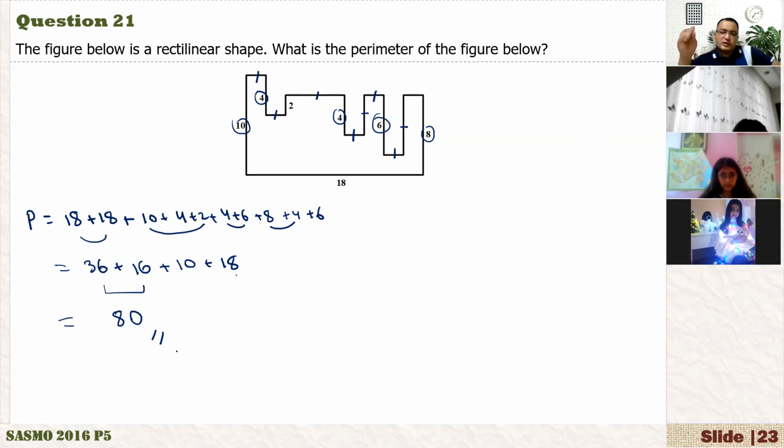In this kind of problem, the best way is to first find the total length of the vertical lines, and after that the horizontal lines. As you see here, top and bottom, the sum of all the horizontal lines is equal to 18. Elmira, any questions? No. Did you get 80? Yes. Good. Okay, all right. Let's move to the next question.